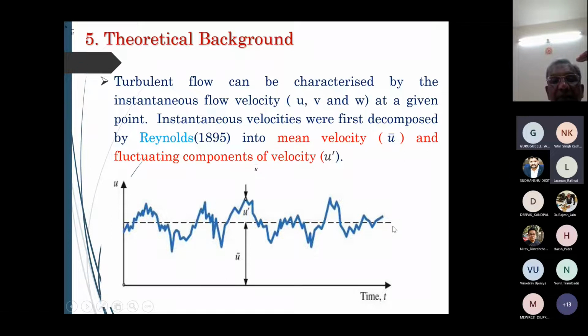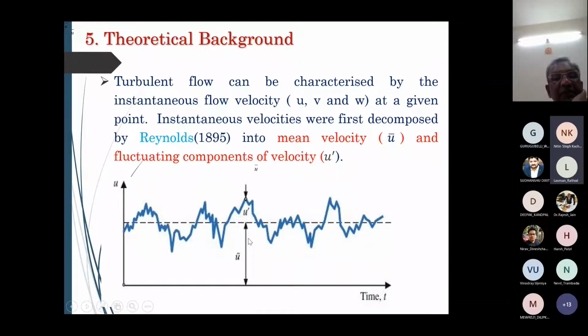So U bar plus or minus U prime will be equal to U. U is the instantaneous velocity, and you have the fluctuation, maybe plus side or minus side. Similarly, V is equal to V bar plus V prime, so V prime could be positive or negative. Similarly, W is equal to W bar plus W dash, so W dash could be positive or negative. So that kind of fluctuation is there.